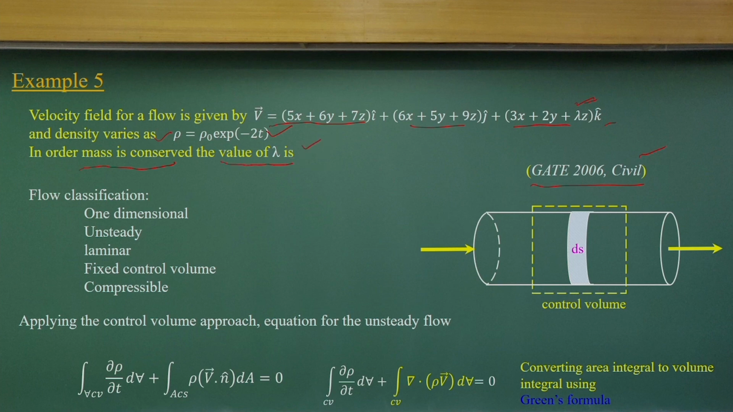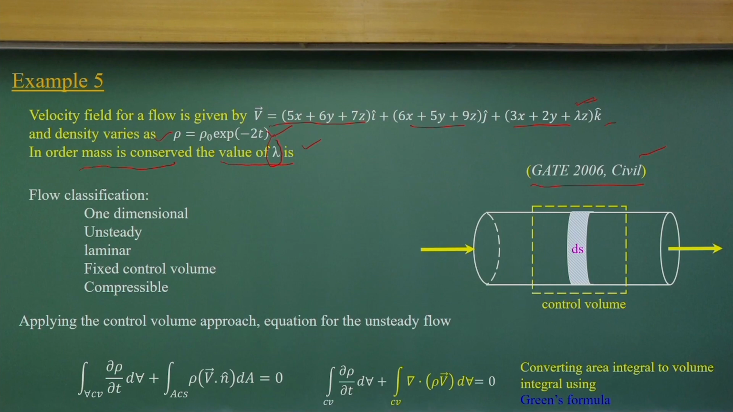So, we will apply the mass conservation equation, and once that equation is satisfied, from it we will compute the lambda value. That is the problem here. Let me classify the problem. It is unsteady, maybe laminar, but with a fixed control volume, and since the density is varying with time, you can say it could be compressible. That means we have some sort of control volume like this, with a dS like this.